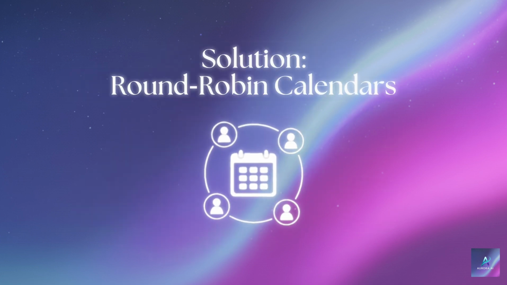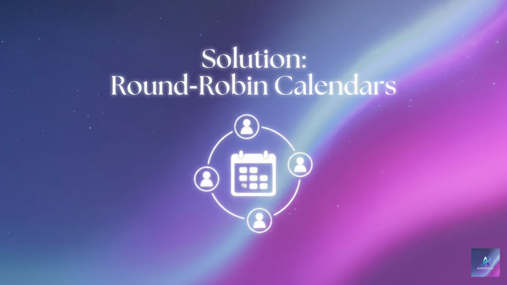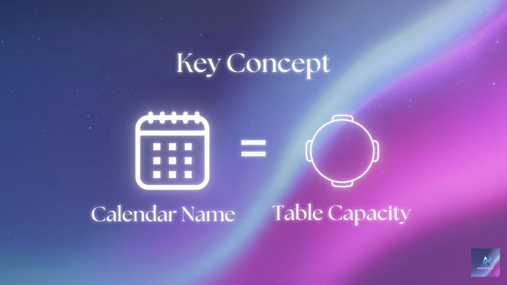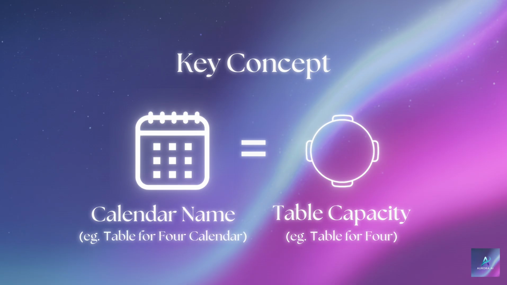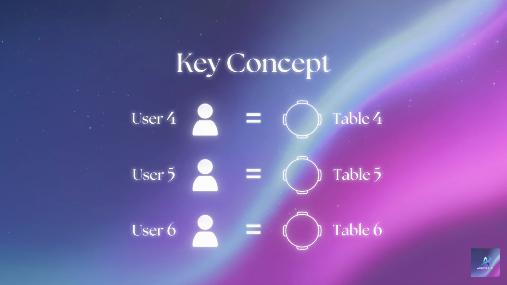Our solution uses round-robin calendars to represent each of these table capacities digitally. Here is the key concept you must remember. The calendar name represents the specific table capacity, for example, the table for 4 calendar, and the calendar members represent the individual physical tables, such as table 4, table 5, and table 6.